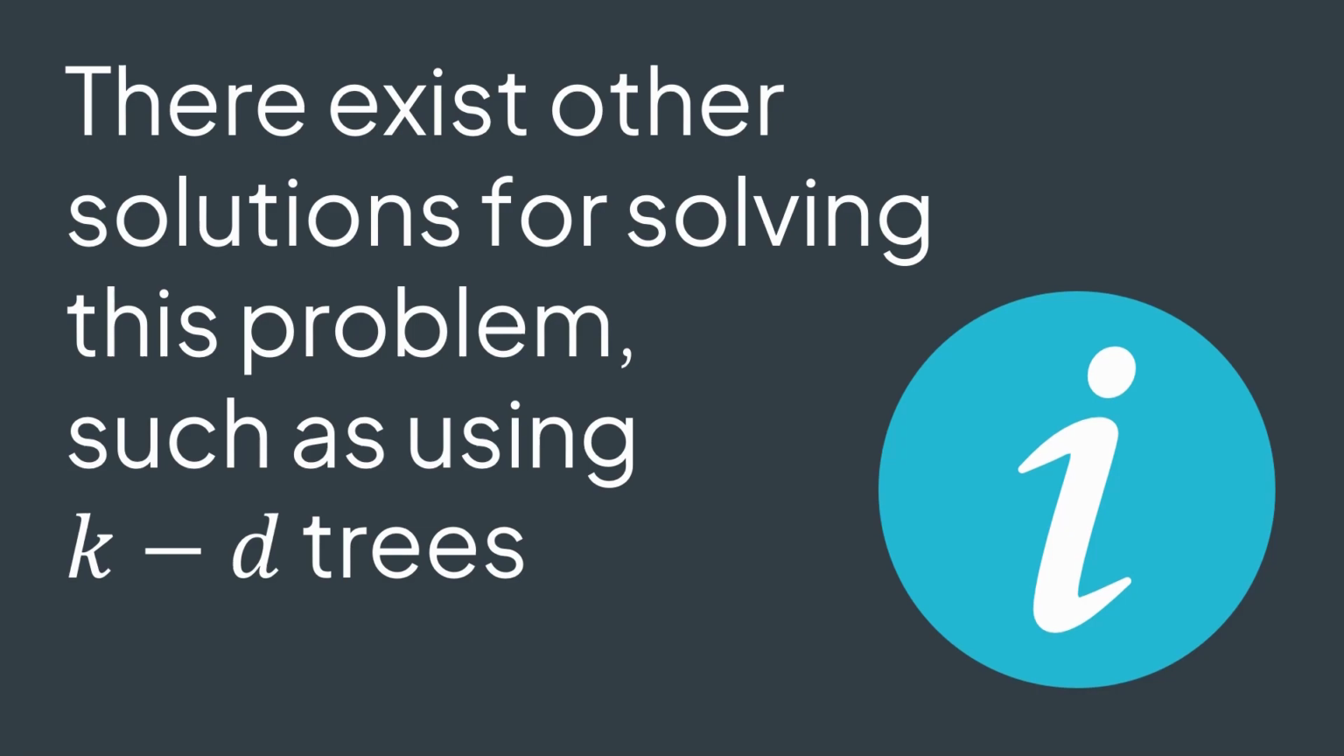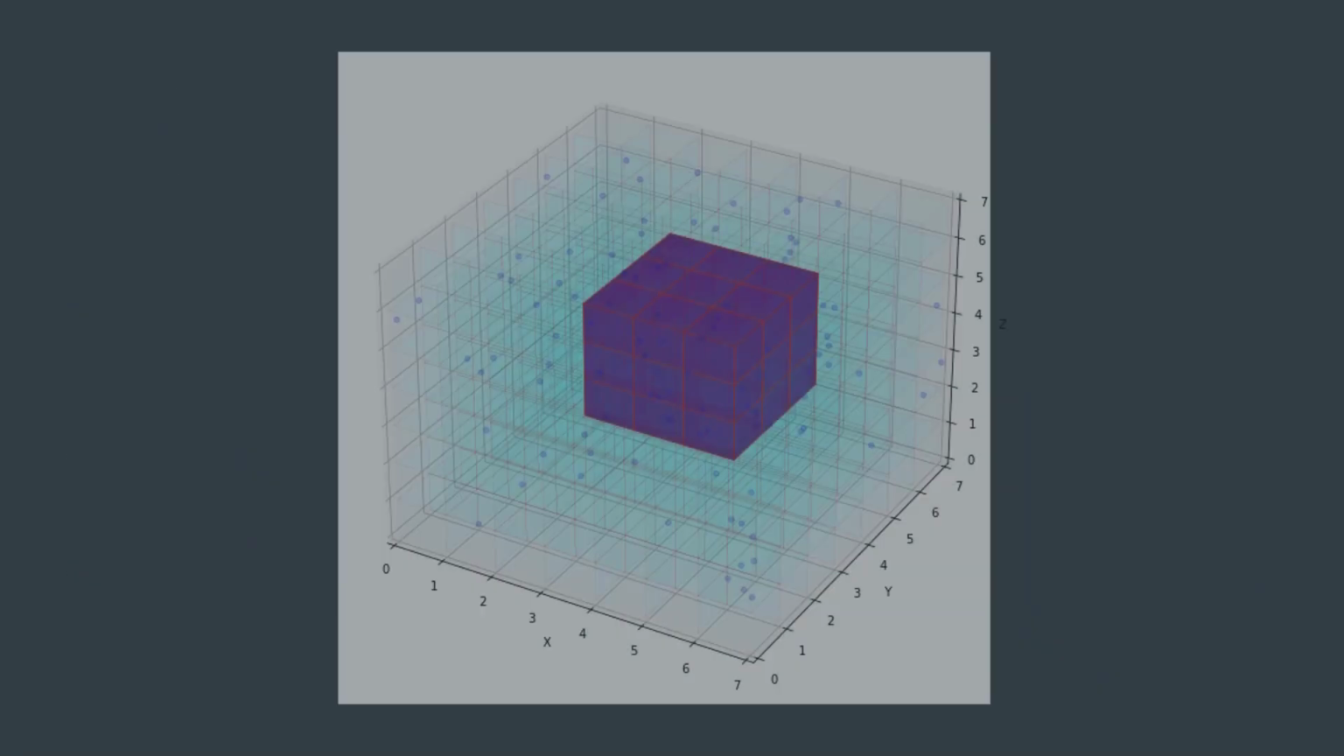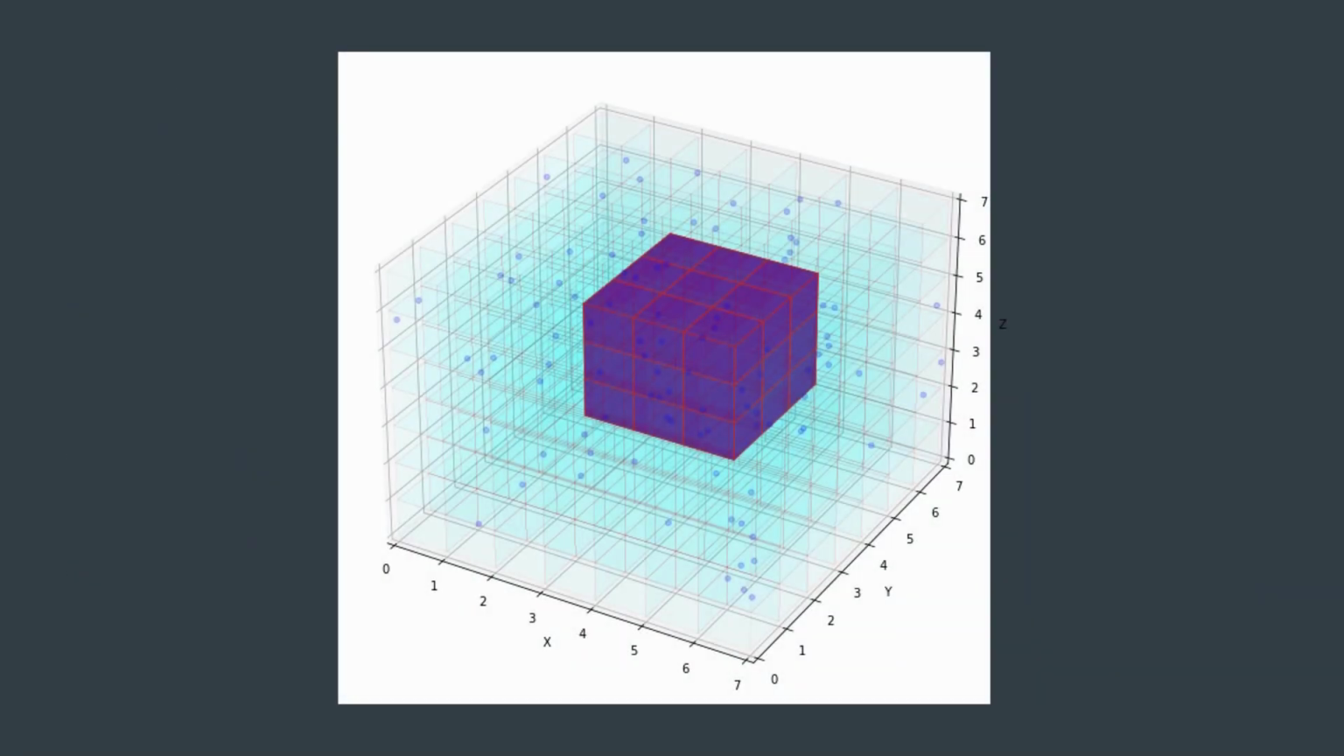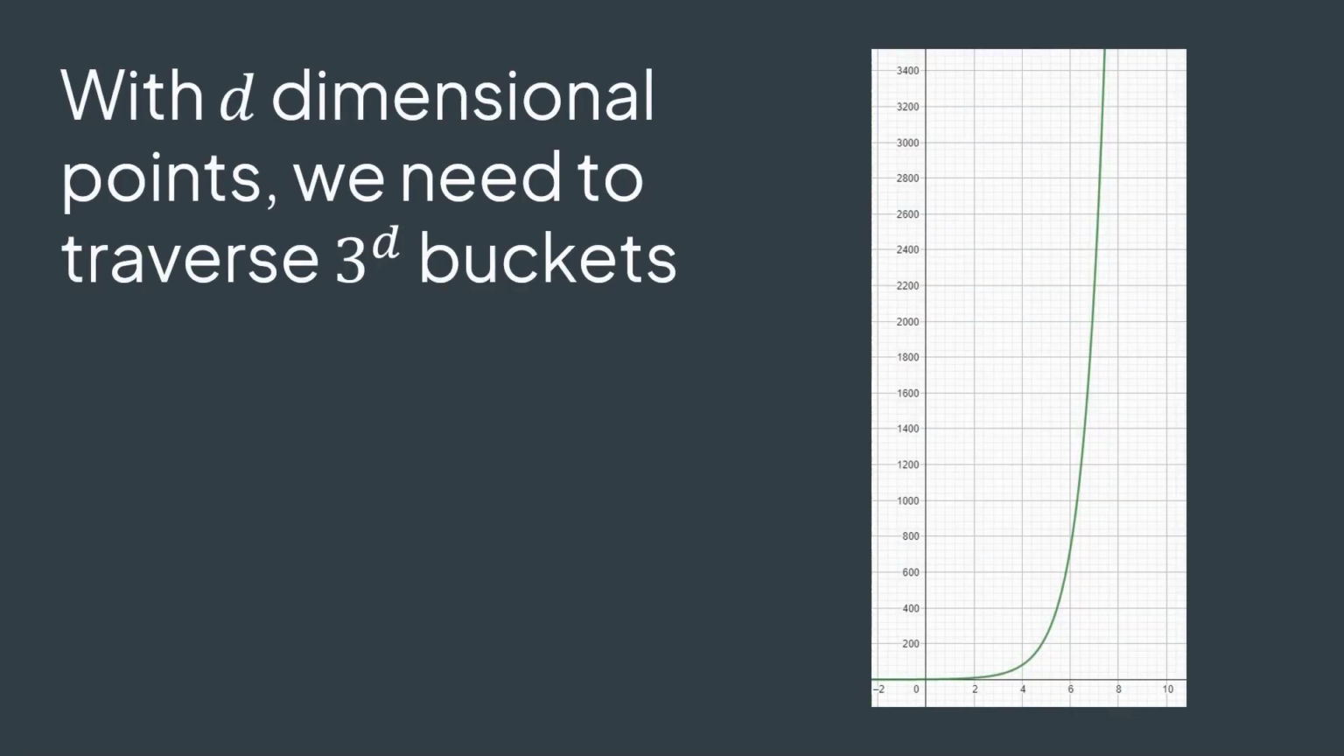If we take 3D points for example, the method works, but we need to traverse 27 cubes, 3 times 3 times 3, because points within a distance of at most r can be located in any of the 27 cubes around. Then with 4-dimensional points, we need to traverse 81 buckets, 3 times 3 times 3 times 3, and so on. You can see that the number of buckets to traverse is growing exponentially with the number of dimensions. We have 3 to the power d buckets to traverse, which makes this solution less efficient for higher dimensions. You should use it with points of low dimensions only, such as 2D and 3D.